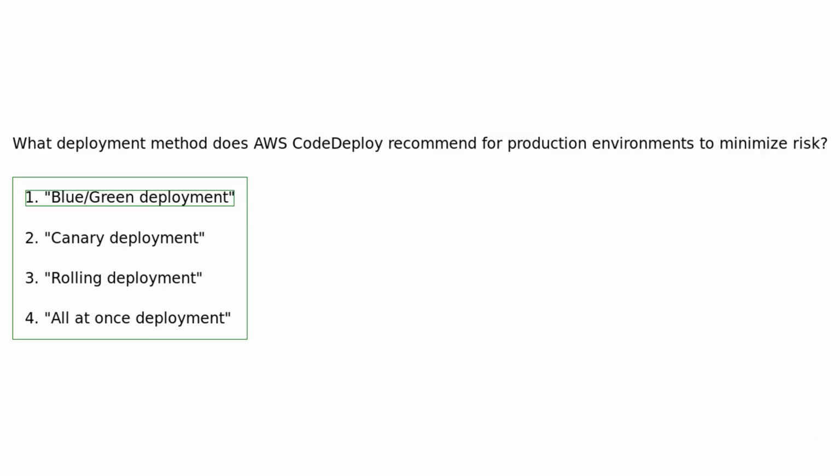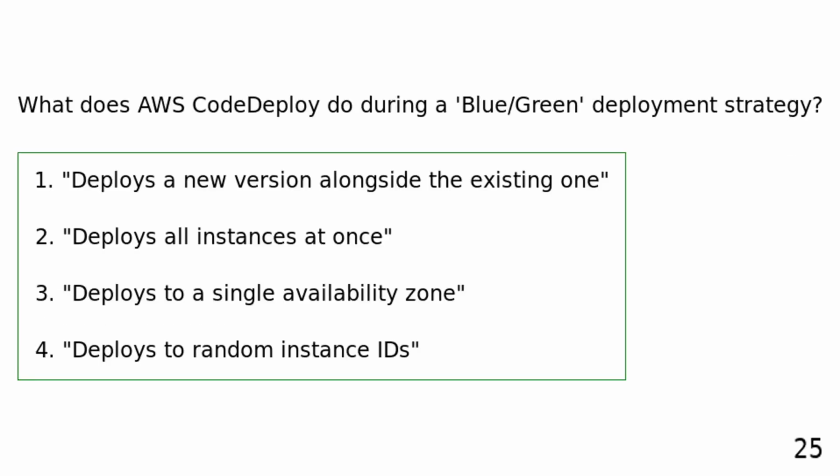What does AWS CodeDeploy do during a blue/green deployment strategy? Deploys a new version alongside the existing one. Deploys all instances at once. Deploys to a single availability zone. Deploys to random instance IDs. During a blue/green deployment strategy, it deploys a new version alongside the existing one.